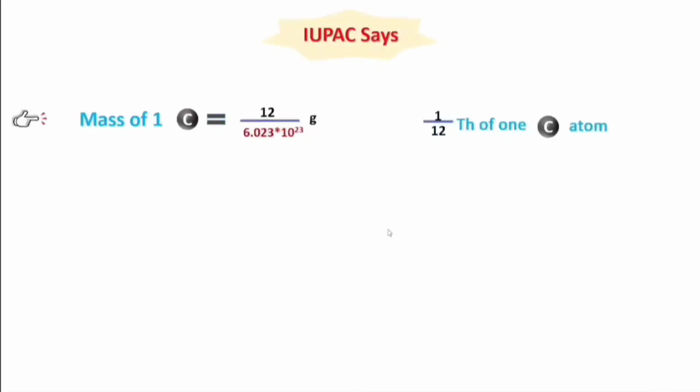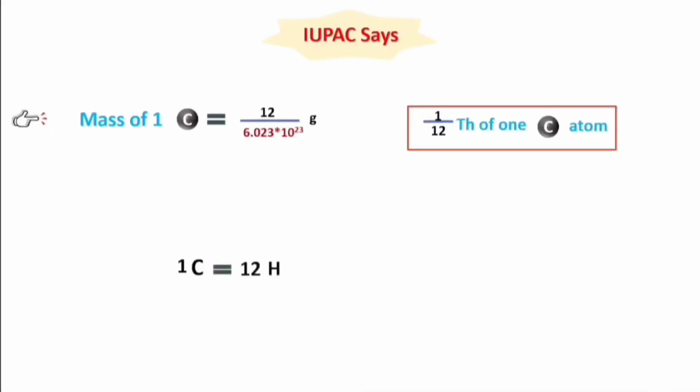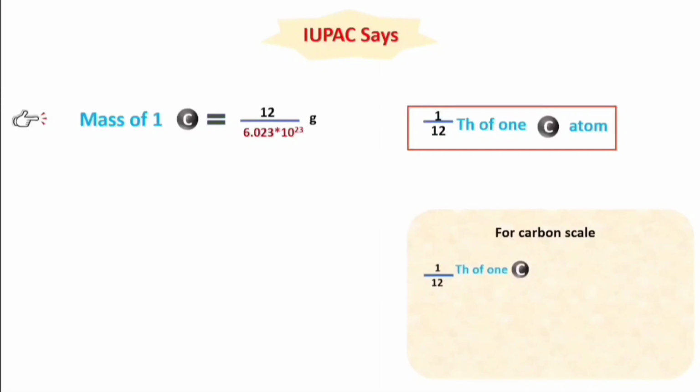But IUPAC says that for the carbon scale, 1/12 of the actual mass of one carbon atom is needed. But why is 1/12 of the actual mass of one carbon atom taken? Because we know that 1/12 of a carbon atom equals one hydrogen atom. So for the carbon scale, to get 1/12 of the actual mass of one carbon atom, we simply have to divide the actual mass of one carbon atom by 12.